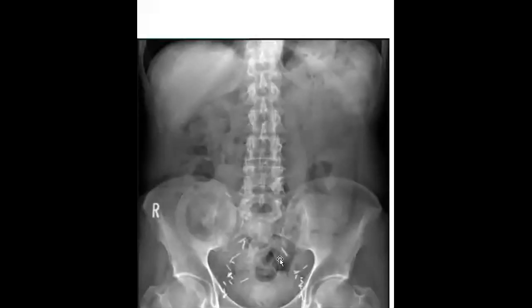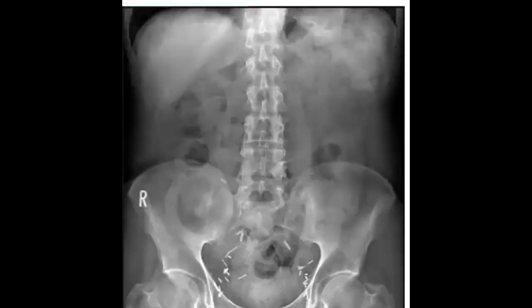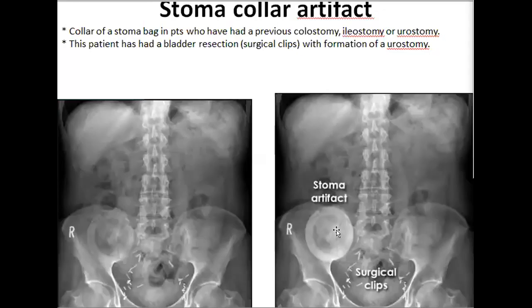So, surgical sutures. And what is it? Colostomy. Yeah, so this is the stoma. So previous colostomy, ileostomy, urostomy. This patient had an operation for urinary bladder resection, and they made what is called a urostomy. So this is what is called stoma artifact, here for urostomy. You should be aware of this.